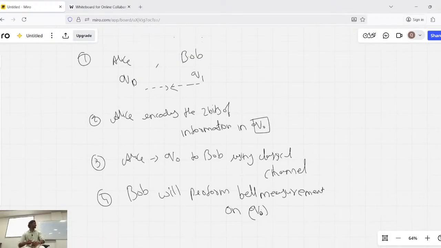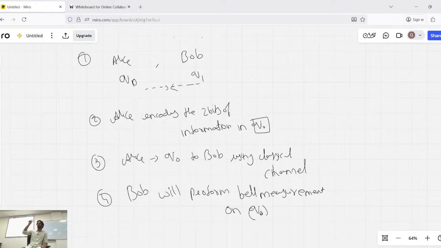So first thing is Alice and Bob will be there. They both will share an entangled qubit pair. So Alice has Q0 and Bob has Q1, and these two will be entangled with each other. Second stage, where Alice wants to send 2 bits of information to Bob. Right, that's the entire concept.